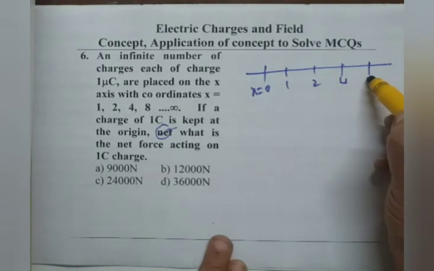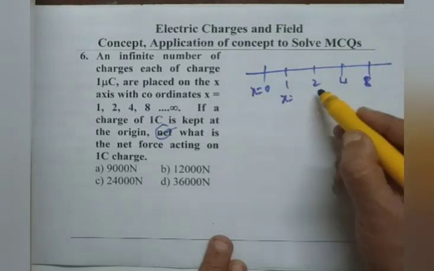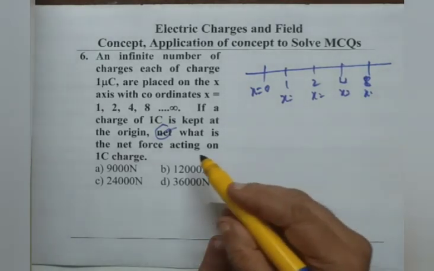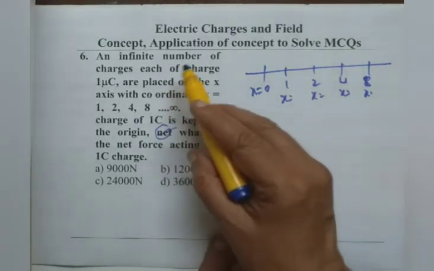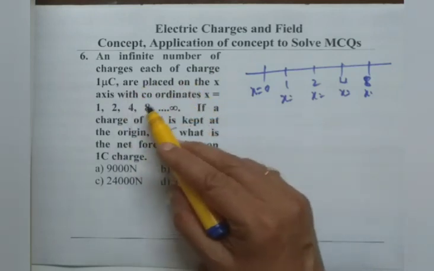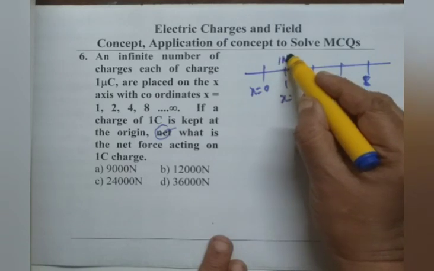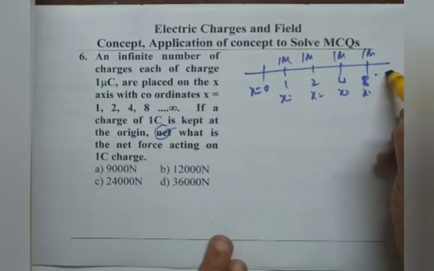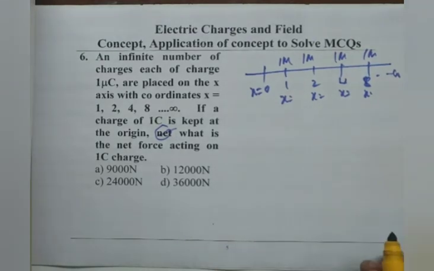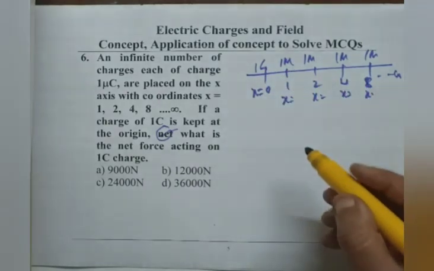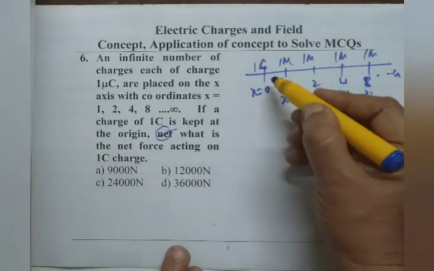I am not marking it to scale, but we are marking the distances x equals 1, x equals 2, x equals 4 like this. And as they have said, an infinite number of charges of 1 microcoulomb are placed at these points. Say 1 micro, 1 micro, 1 micro, 1 micro up to infinity. Now, what is the net force acting on the 1 coulomb charge placed at x equals 0, the origin?